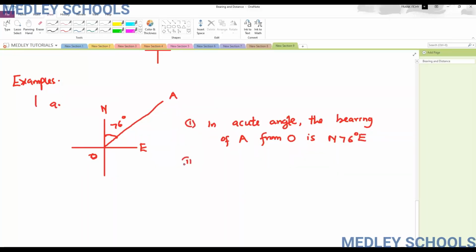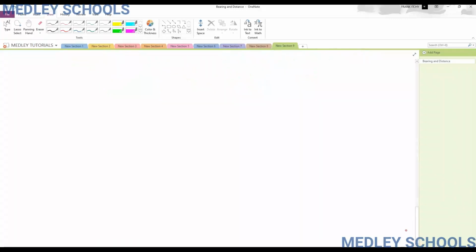Now the second part asks us to write it in 3 digits. Since it's not more than 90 degrees, we write it as 076 degrees. Now that has answered question 1A. Now we go to 1B.